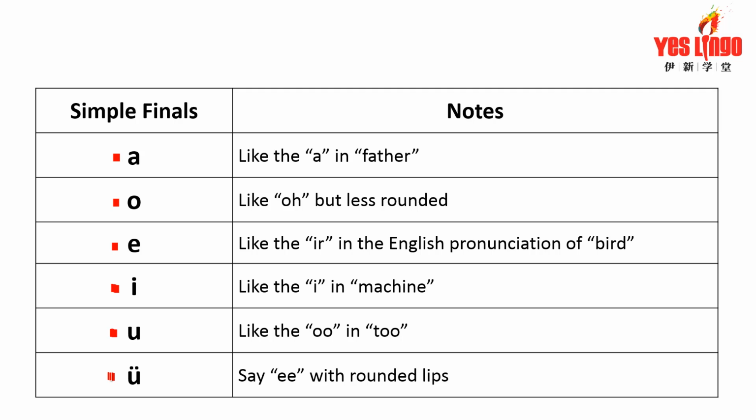All right, we're going to review all of the simple finals that we just learned. And the reason why we're learning them in this order is that you'll notice your mouth goes from big to small when it's in this order. So let's read them together. Ready? Ah, o, e, i, u, ü. Great. When you have a chance, make sure you practice all of these over and over again.